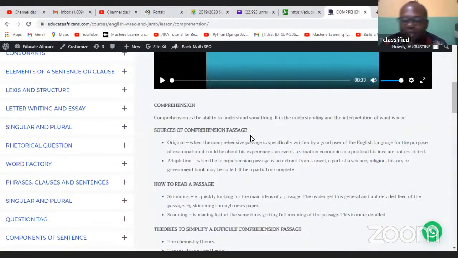So how do you read a passage? There are two major ways that we're going to be considering, skimming and scanning. Skimming is quickly looking for the main ideas of a passage. The reader gets the general idea and not the detail. So when you skim, you're quickly looking at the passage. Whereas in scanning, you read in order to get full meaning. So in scanning, you take more time.